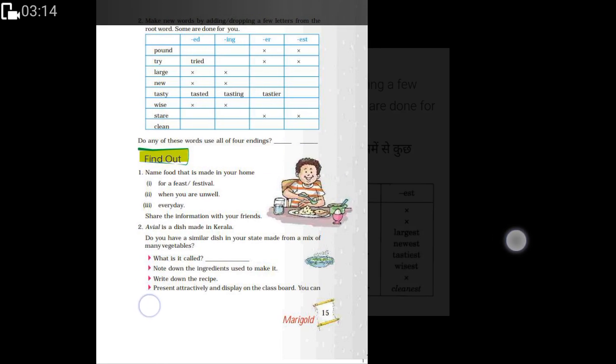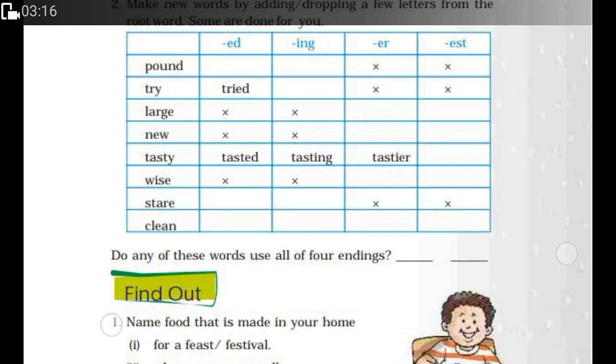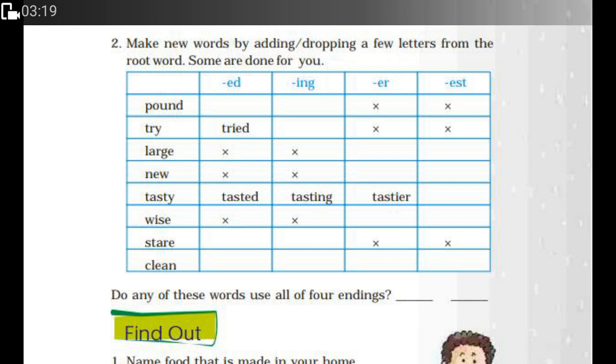Now turn to page number 15. What do we have here? We have a table. Make new words by adding or dropping a few letters from the root word. So we have a basic word. We have to add a few, what do we say, suffixes to it so that it can change its form. Now some are done for you, like tasty, tasted, tasting, tastier. Now that's an example. We're going to write more of them.